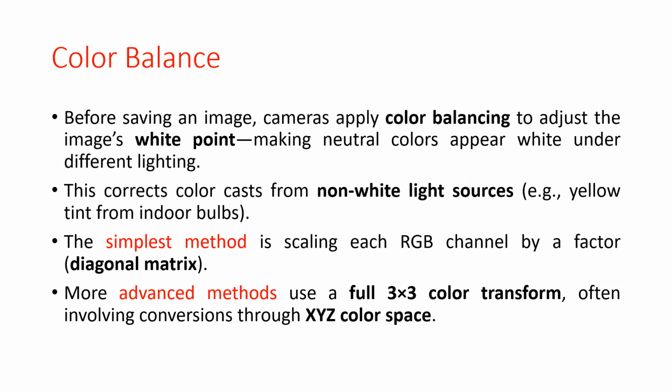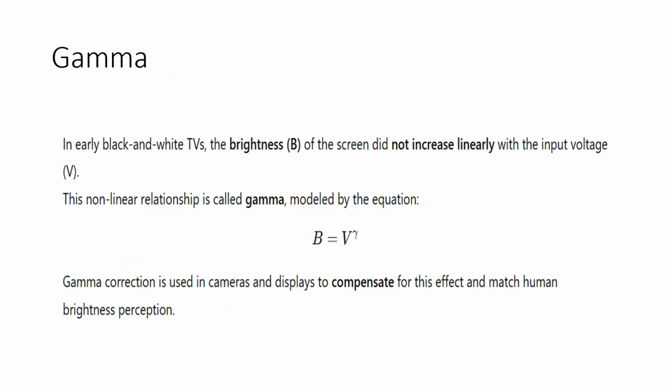Next, color balance. In order to balance all the neutral colors, they will be made to appear as white. That is known as color balance. Before saving an image, cameras apply color balancing to adjust the image's white point, making neutral colors appear white under different lighting. One of the simplest methods is scaling each RGB value with a diagonal matrix. We'll focus only on diagonals. If you want to perform more advanced methods, a full 3 cross 3 matrix will be considered to make the color balanced as white.